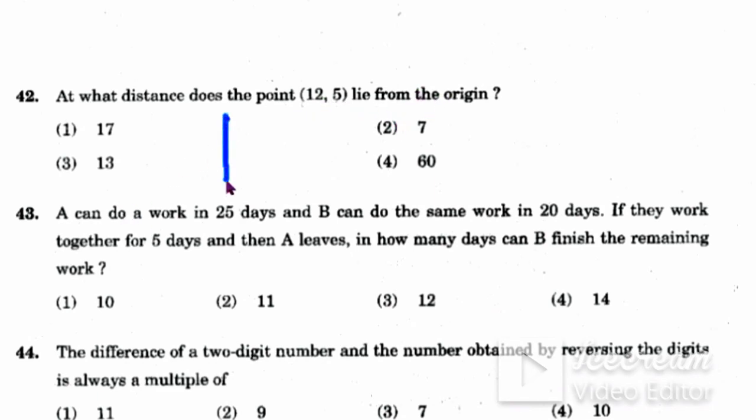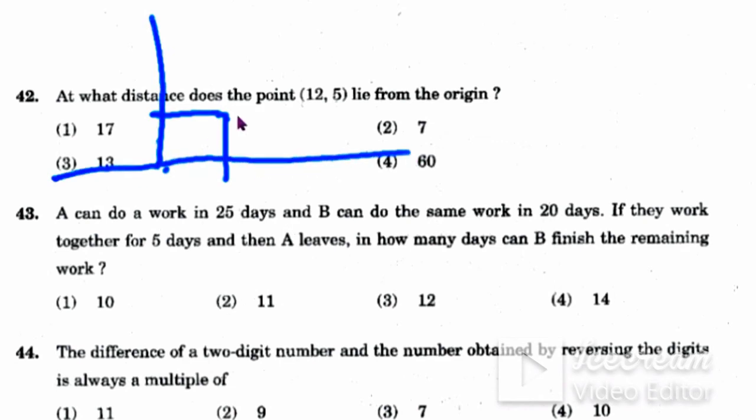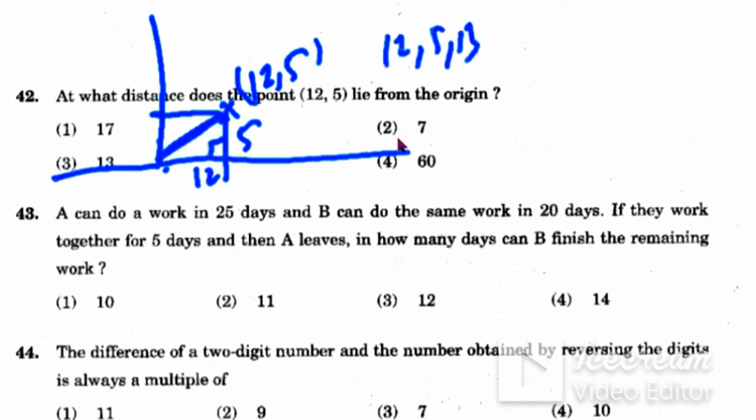Okay, so this you can draw like this point. Suppose this is the origin, this is your Cartesian plane, and this point is (12, 5). So this is 12, this is 5, and you have to find this distance. From Pythagoras theorem, you know the Pythagorean triplet 12, 5, and the other is 13. So what is the distance between this point and the origin? That is the hypotenuse of this triangle, that is 13. So correct answer is 13.